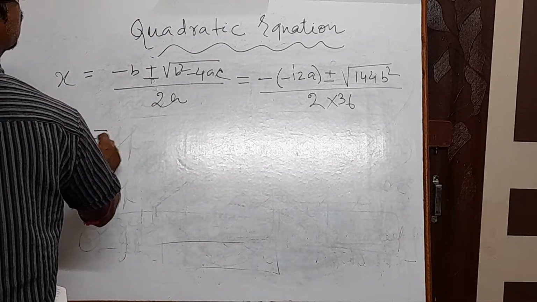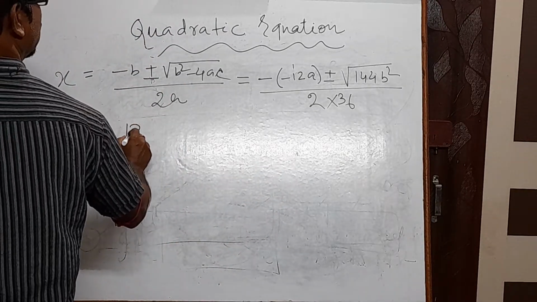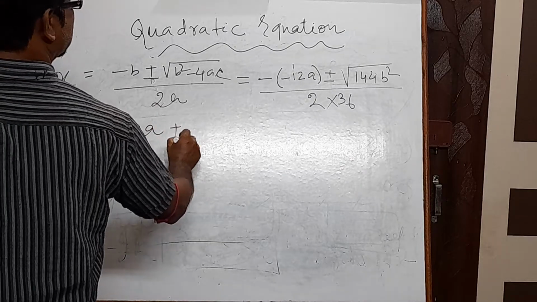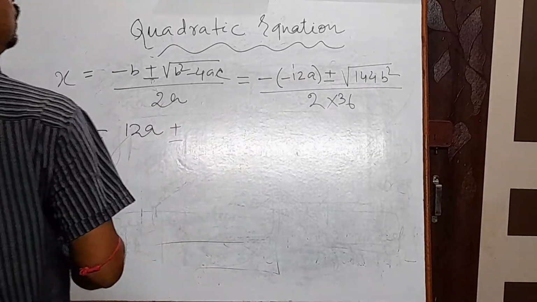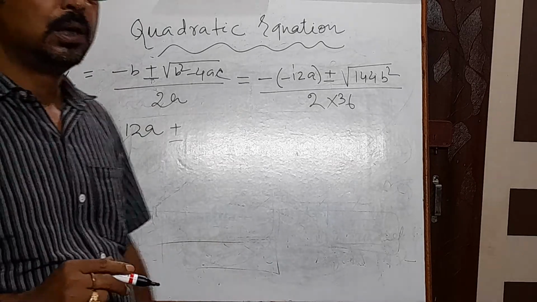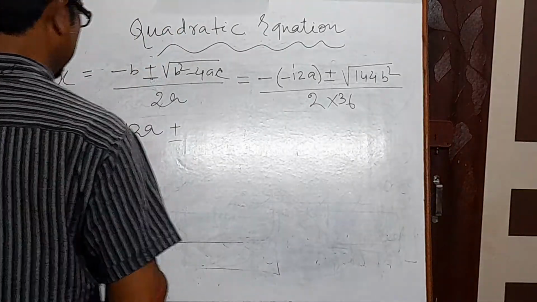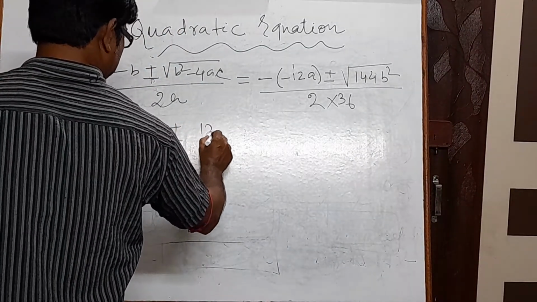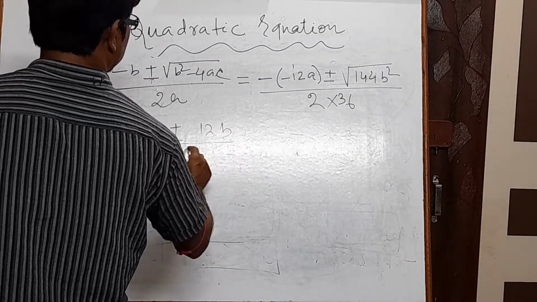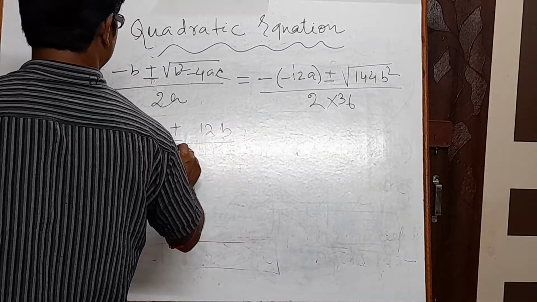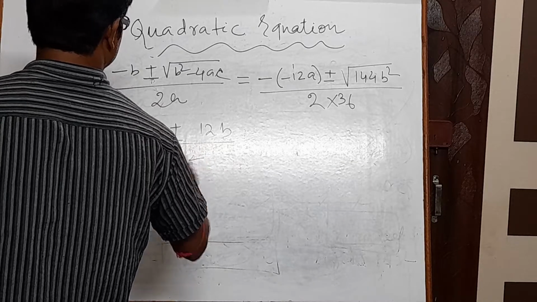Now this is equal to minus minus plus 12a plus minus square root of 144 b square, which is 12b, by 2a. 36 into 2, that is 72.